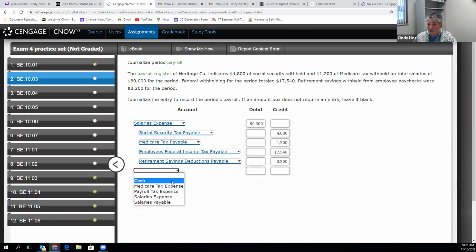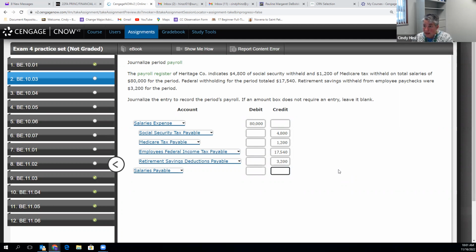And so the actual amount that we're going to pay. And so this doesn't say we're paying it, it just says to record the payroll. So if we are actually making the payment, the credit would be to cash, but it doesn't say we paid it, it says we're recording it. And so I'm just going to put salaries payable. If it said we paid it, we would be crediting cash here.